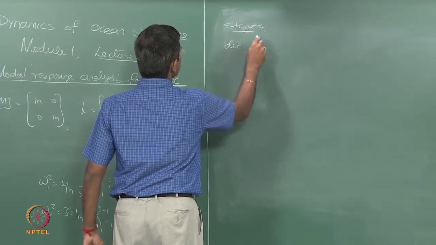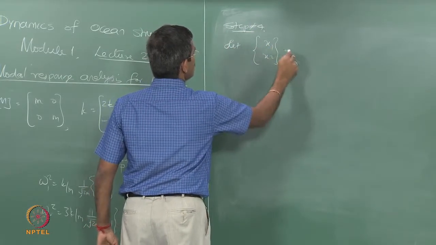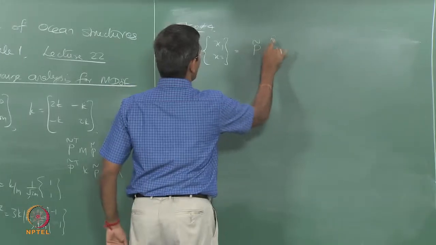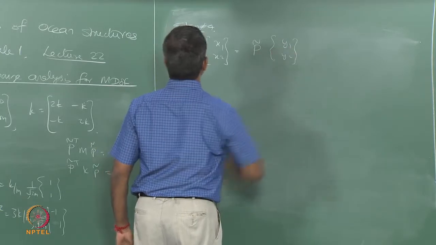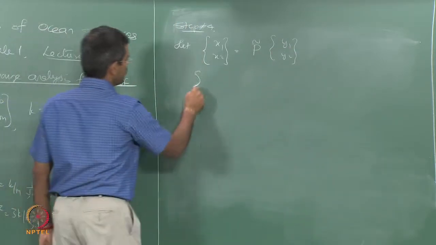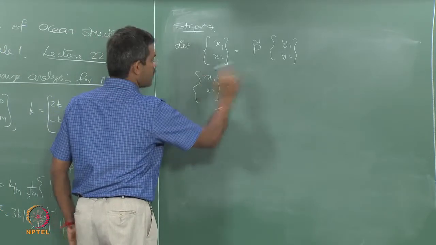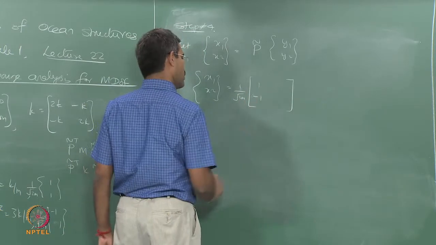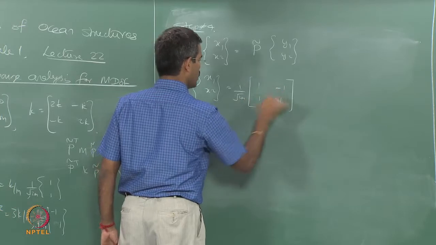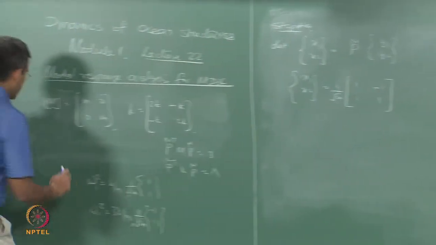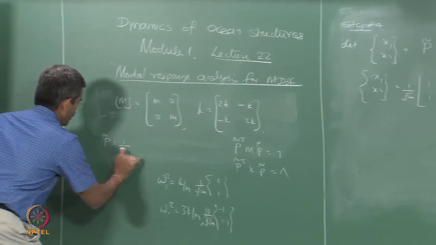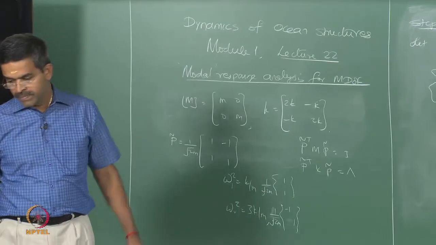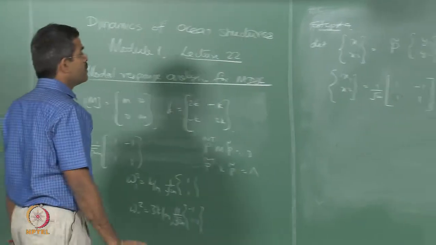So, let x vector, which is the original vector, be expressed as p tilde of y vector. On the other hand, x1 x2 can now be expressed as 1 by root 2 m of the p tilde vector, right? Of y1 y2.